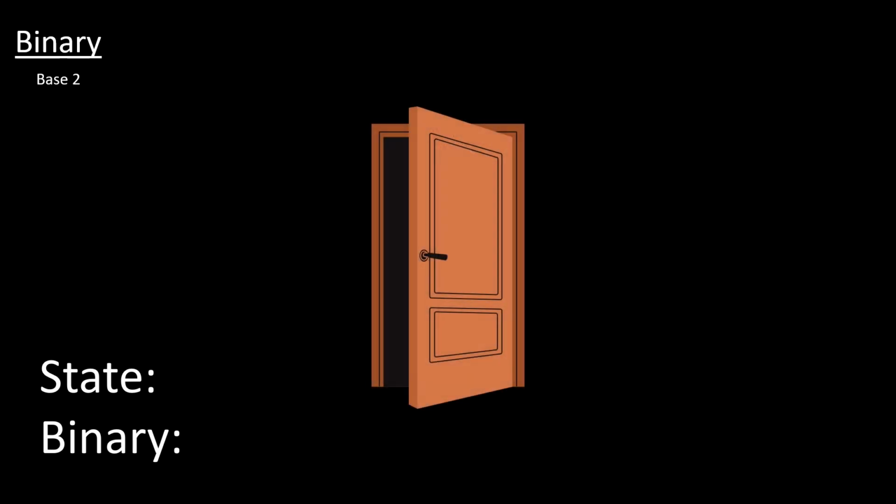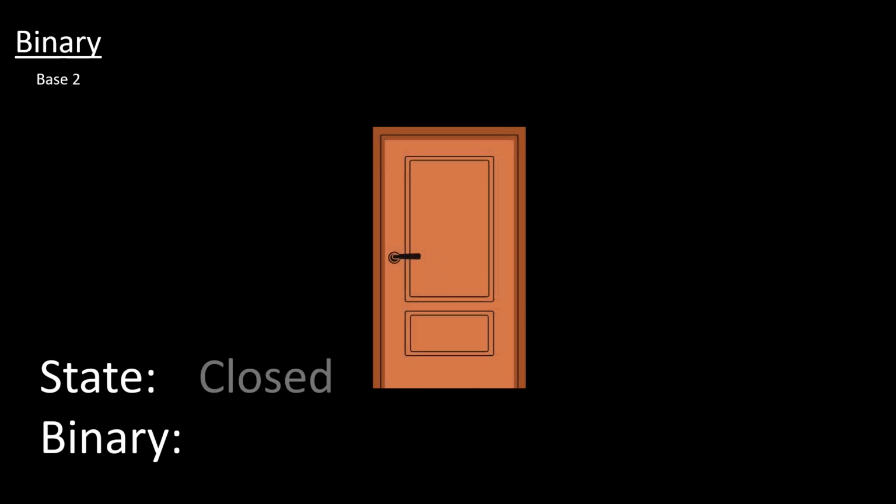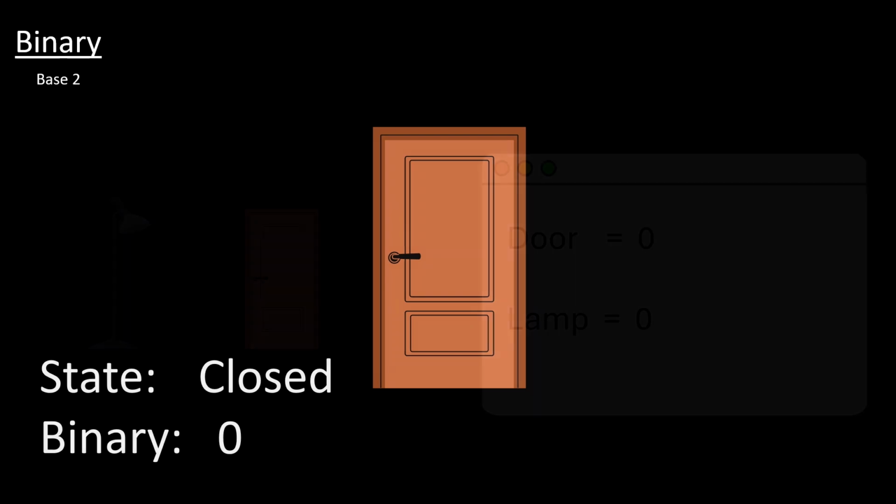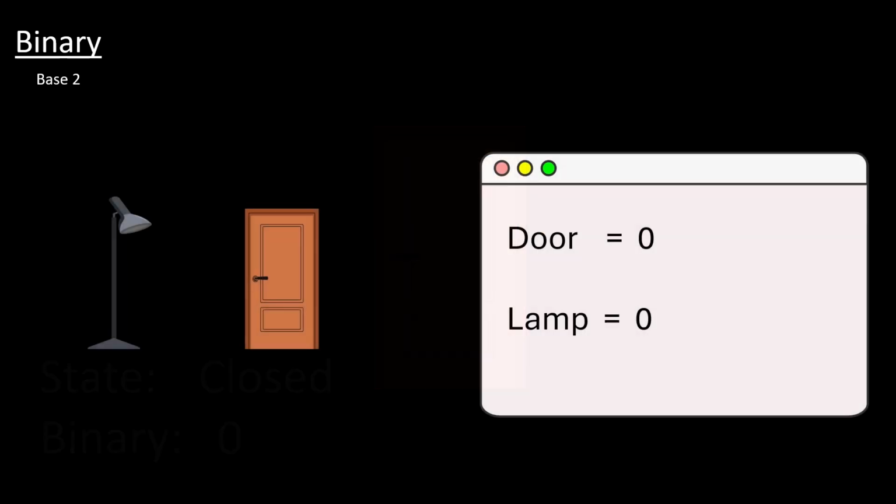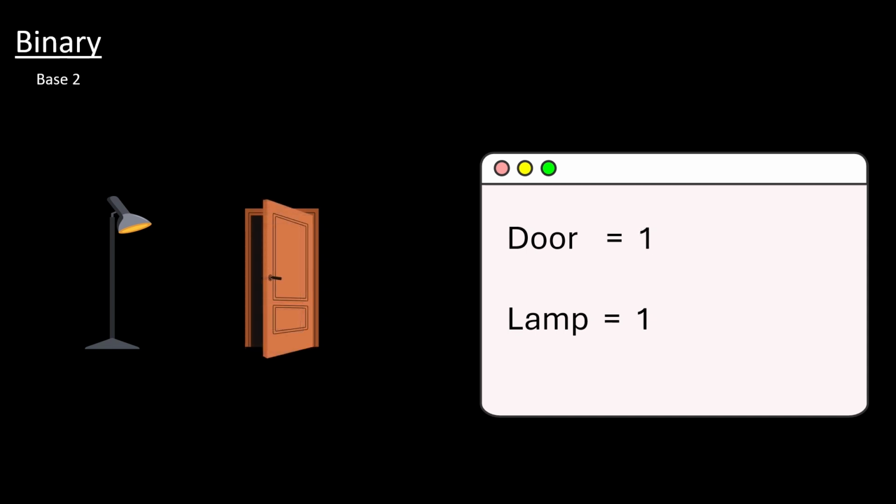Let's try this example again with the door. The state is open, represented by binary 1. Now the state is closed, represented by binary 0. Let's try using the state of the door and the lamp together. We start with them both in the off state. Then we change the lamp to 1 to turn it on. We continue to modify the binary states until we've tried all the combinations available.